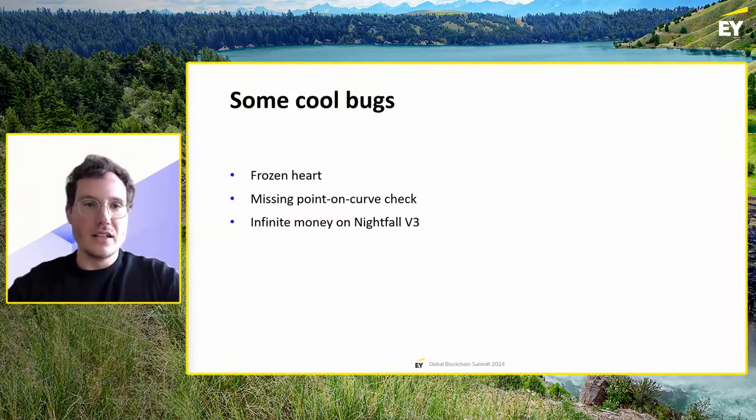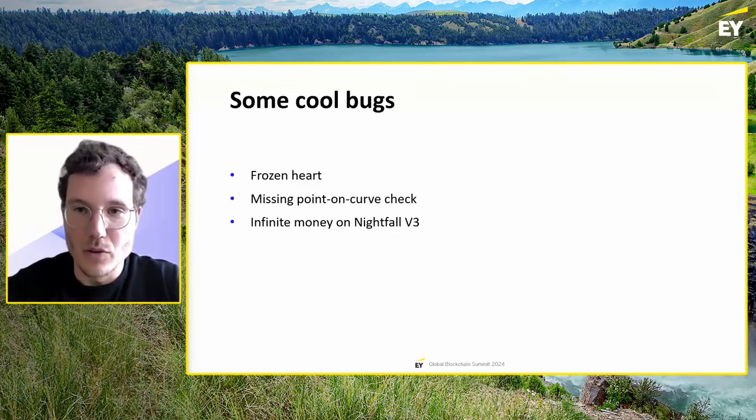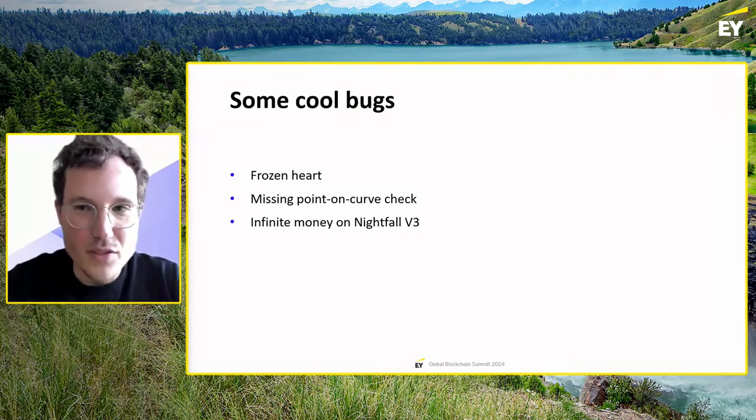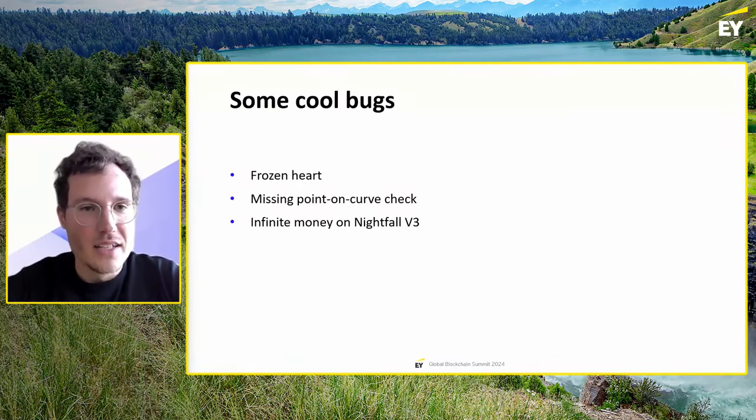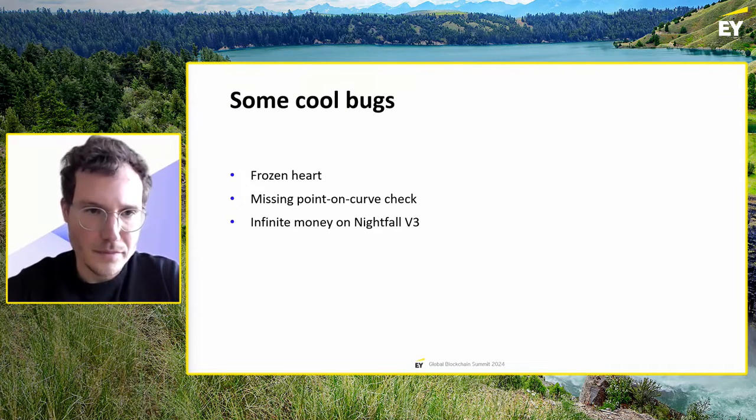And finally, we will quickly go over some cool bugs that happened in the space. The first one is called Frozen Heart. It's about an insecure Fiat-Shamir transformation where the protocol does not hash the full transcript, and it can lead to forgery of proofs and thus loss of funds.